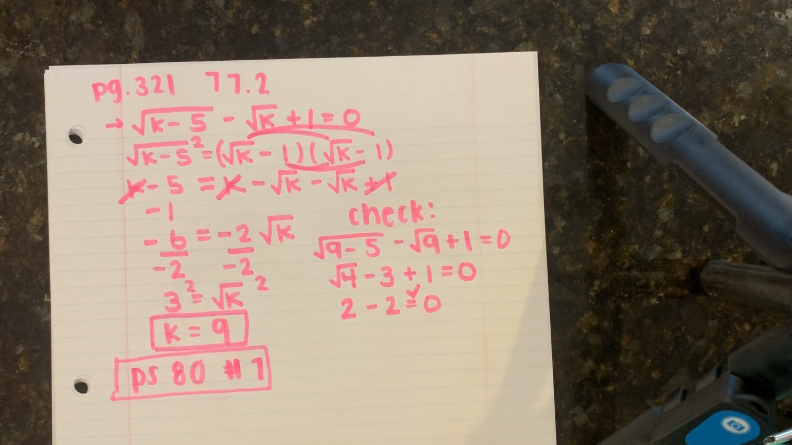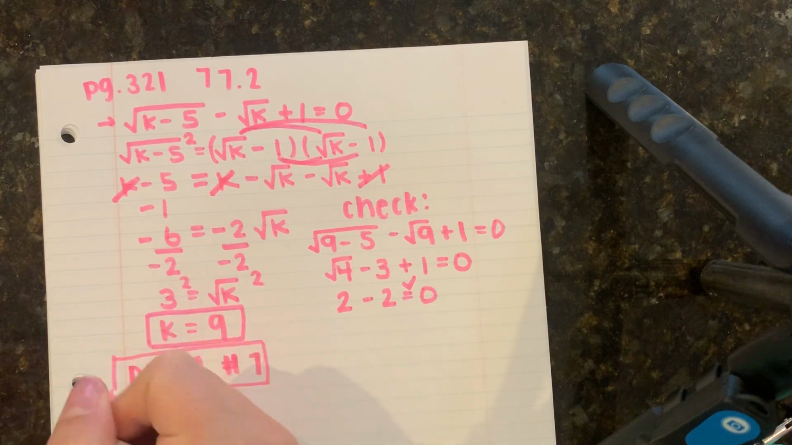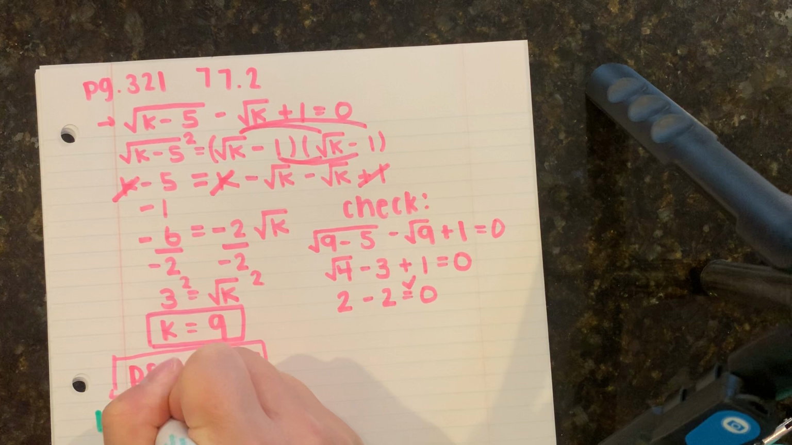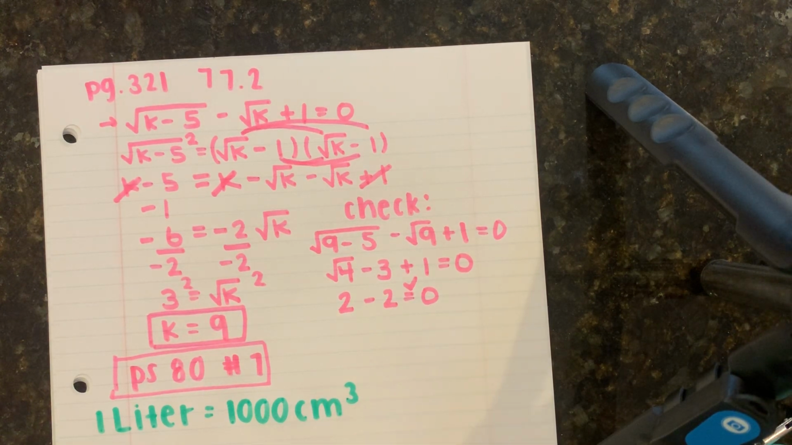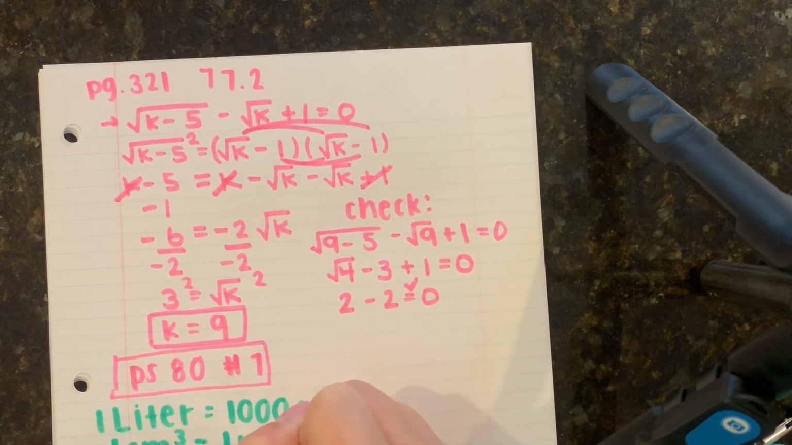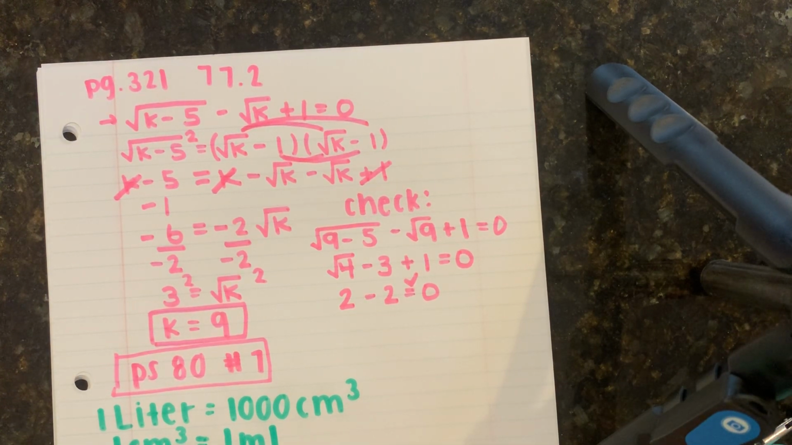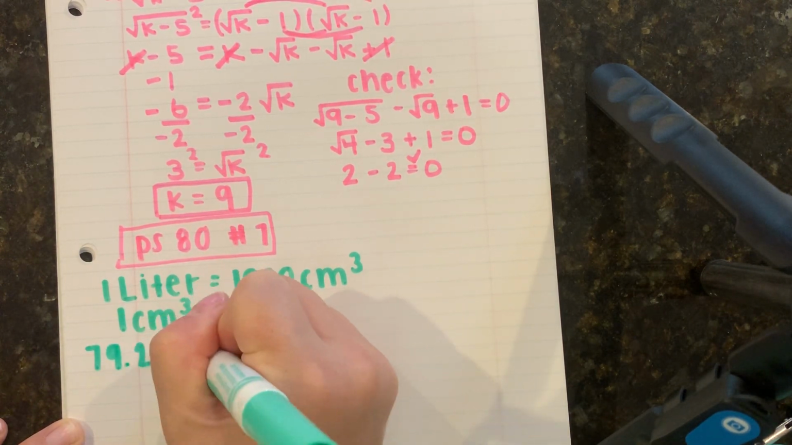So now moving on, we're going to look at problem set 79 on page 327. On page 327, we are given a couple new unit multipliers. These unit multipliers are 1 liter equals 1,000 cubic centimeters, so centimeters cubed. Also, 1 centimeter cubed is equal to 1 milliliter. So that's something you need to know. And the example that I'm going to do is example 79.2, and that's on page 328.